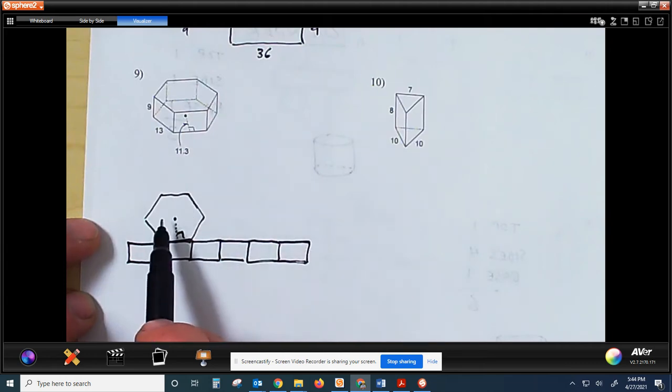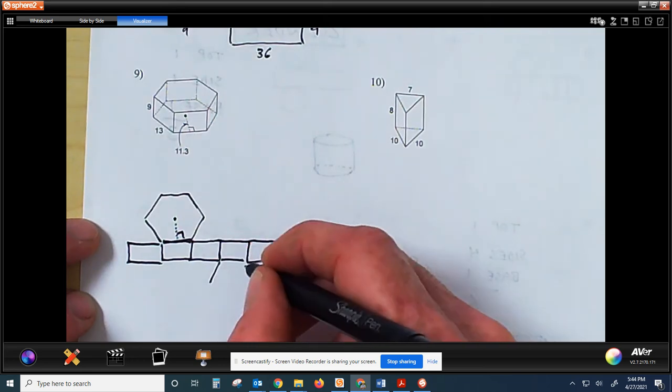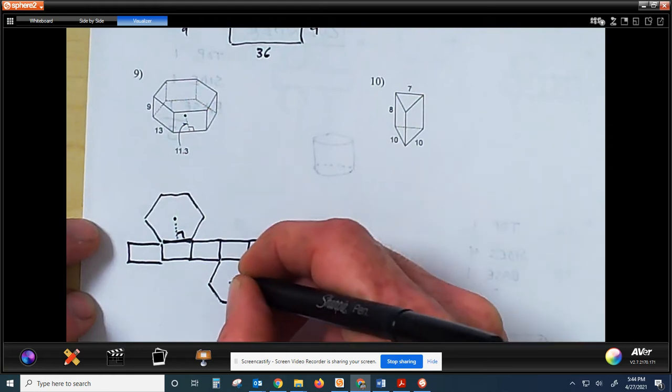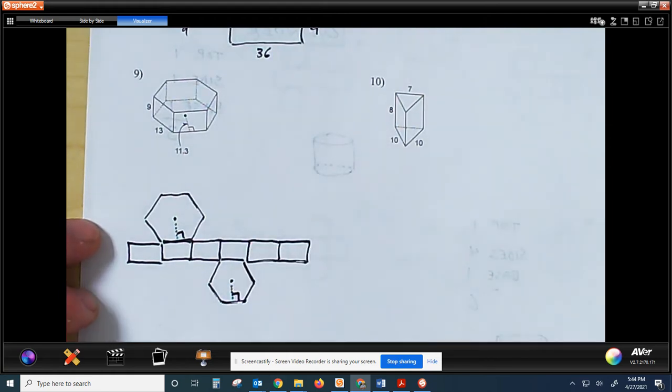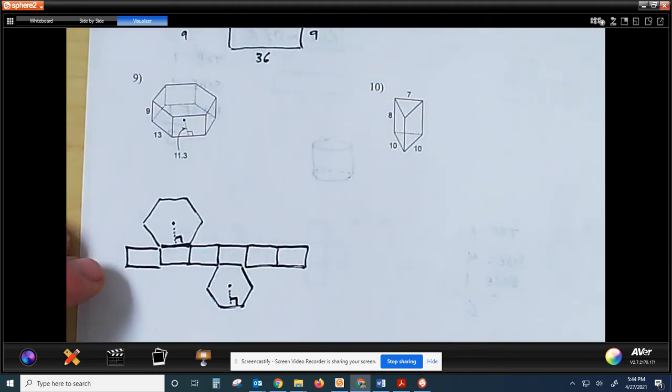And then there's another one. You know, it doesn't have to attach here. I'm going to draw mine down here. So here is my second hexagon, also with an apothem. That is sketching the net of each solid.